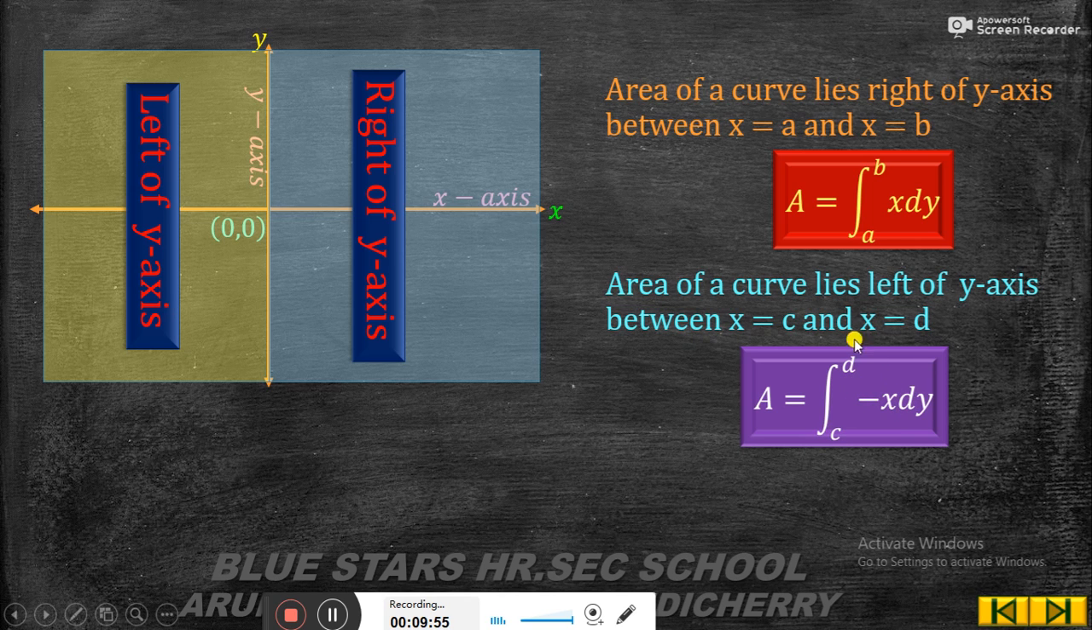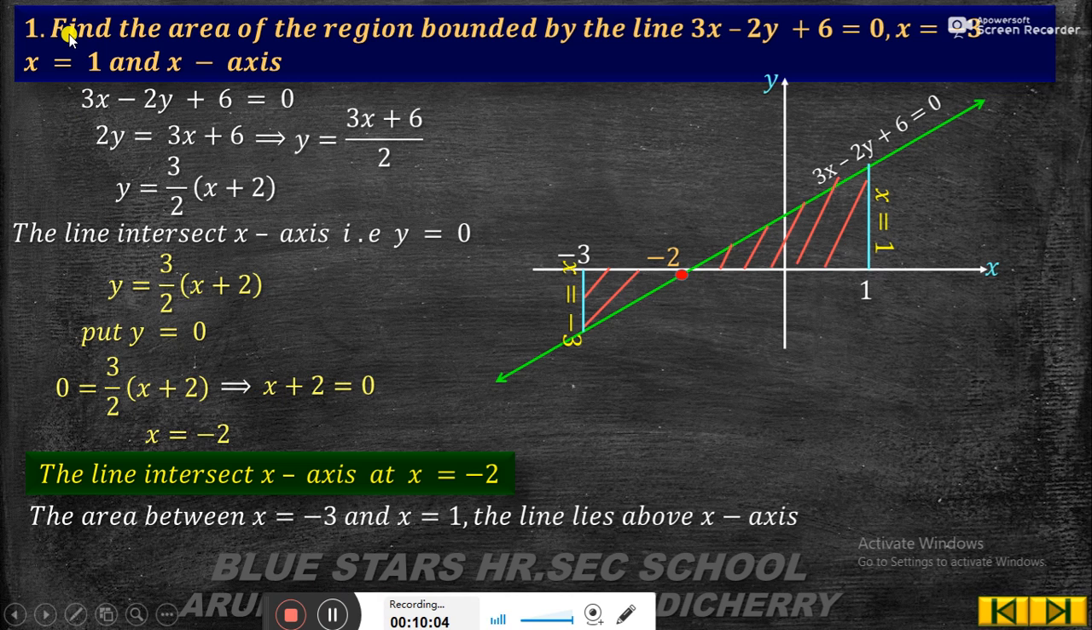This is the formula for the curve that lies left of the y-axis, and this is for the curve that lies right of the y-axis. So, Exercise 9.8, first problem: find the area of the region bounded by the line 3x minus 2y plus 6 equal to 0, x equal to minus 3, x equal to 1, and the x-axis. This is the given line equation.